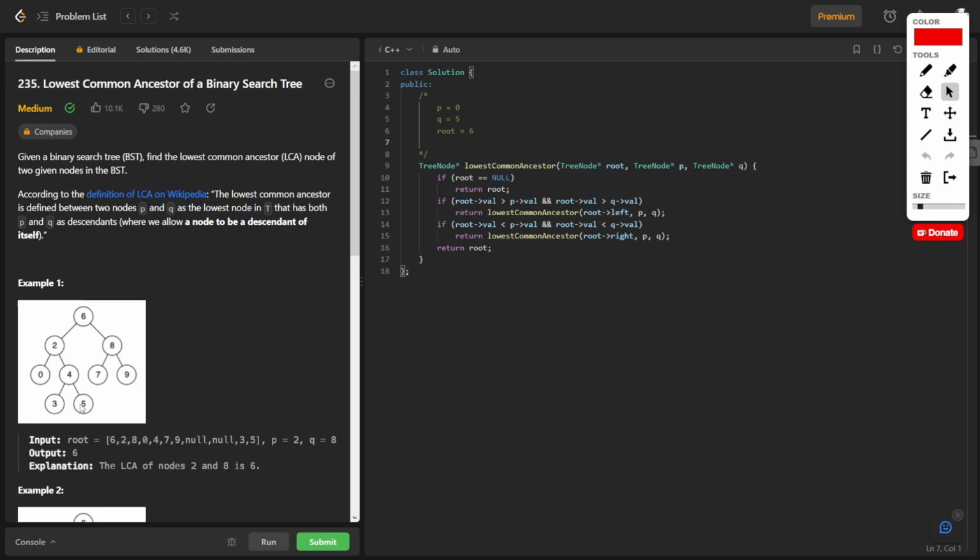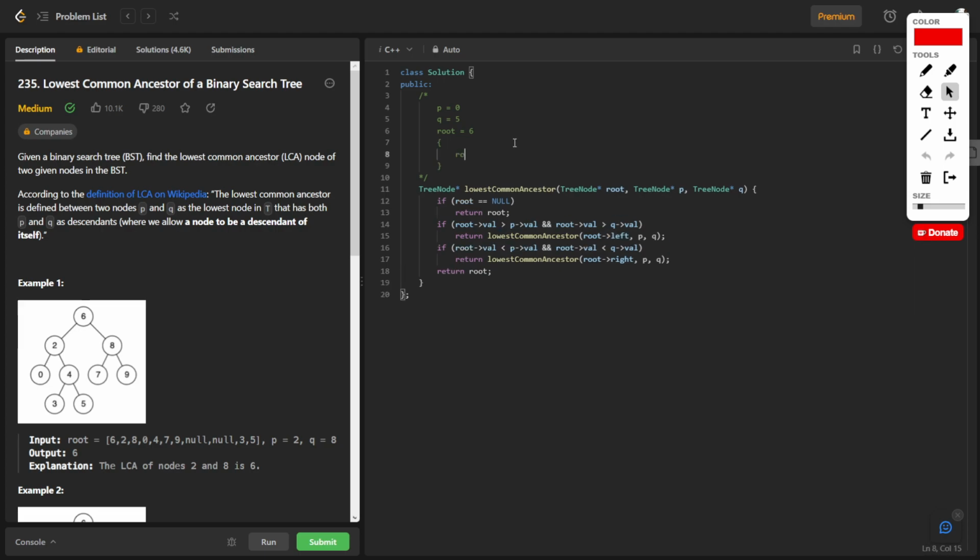Because 4 can't be an ancestor, since 0 is not a child of 4, so it must be 2, right? Okay. So root is 6. Is root null? No, we don't do anything. Then we check whether or not root is more than P. So right now 6 is more than 5. But 6 is also more than Q. Right, okay, so this is P and this is Q, and they're both lesser than root. So we recurse to the left, right?